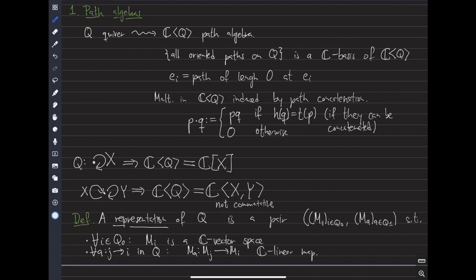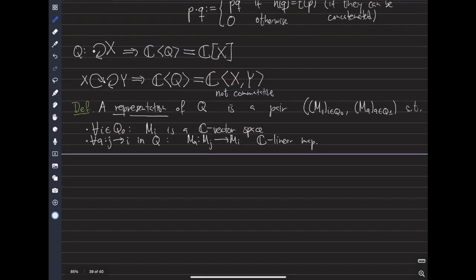Yeah, so that's a representation. You just put vector spaces on the vertices and linear maps on the arrows, but of course the linear maps connect the corresponding vector spaces that you already put on the vertices. And this is, let's say, a lemma, which is not hard, but I would say very important.